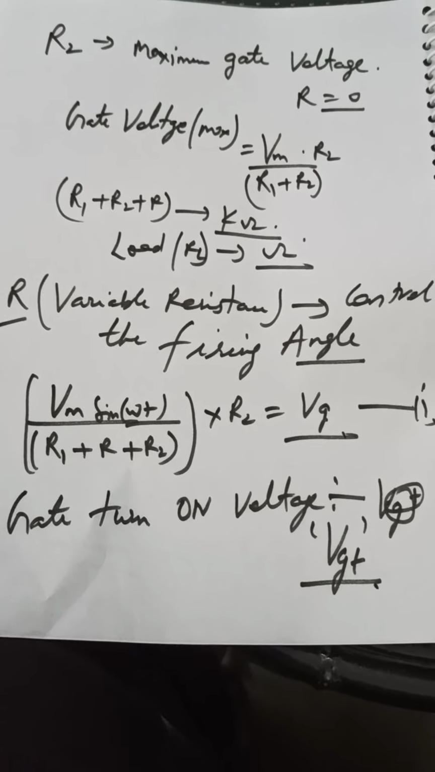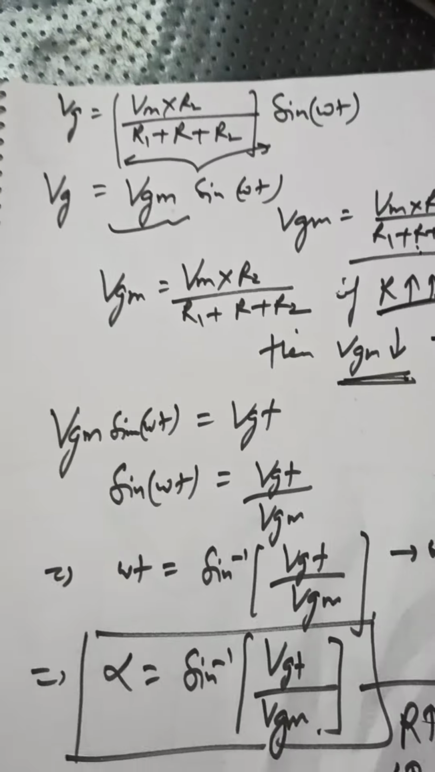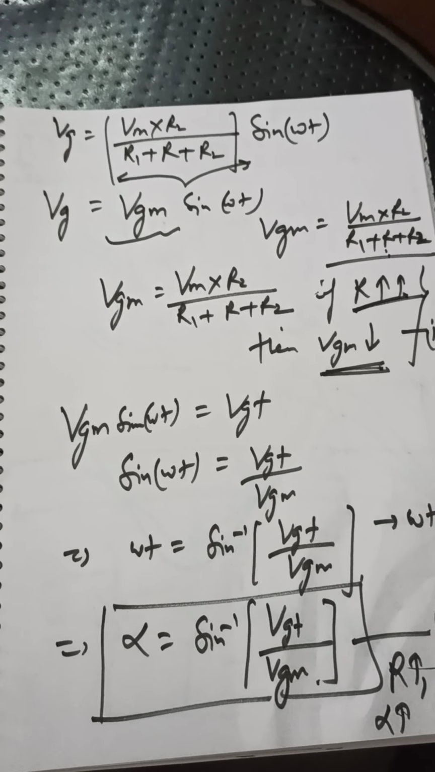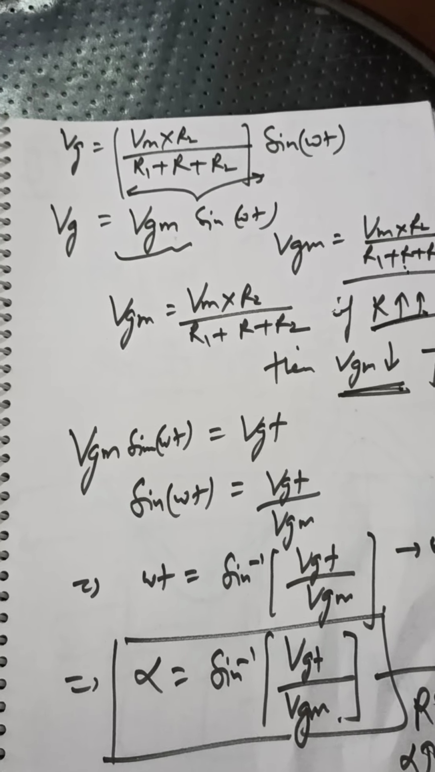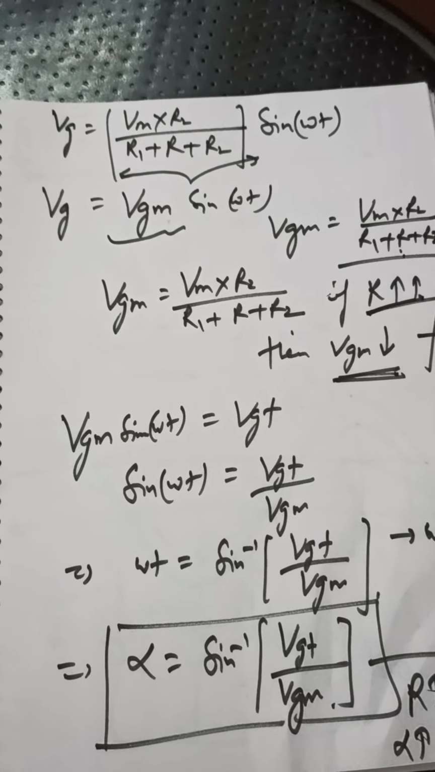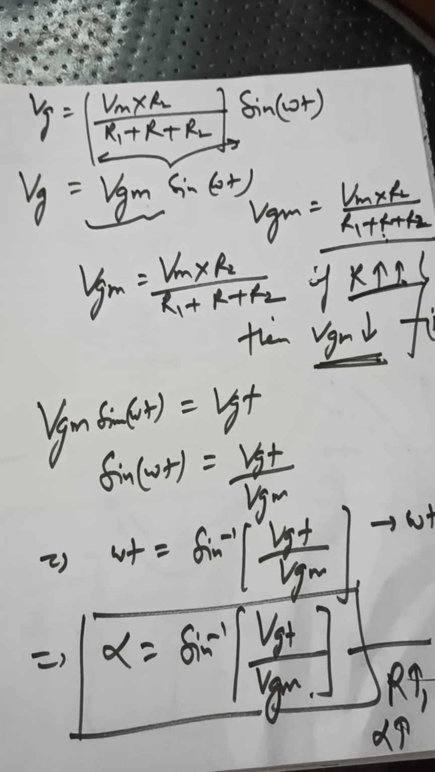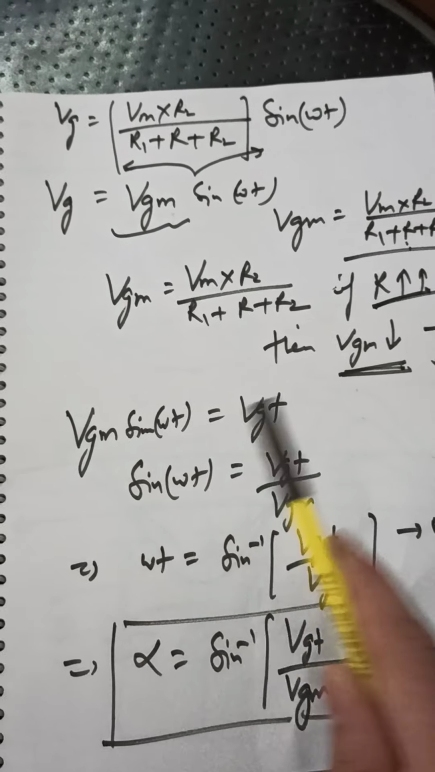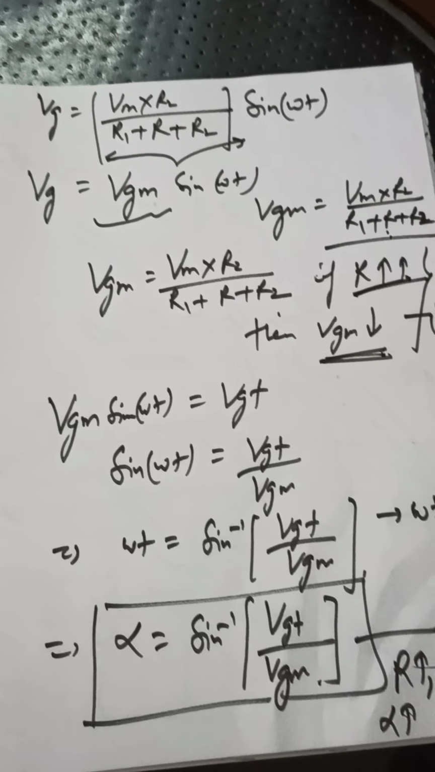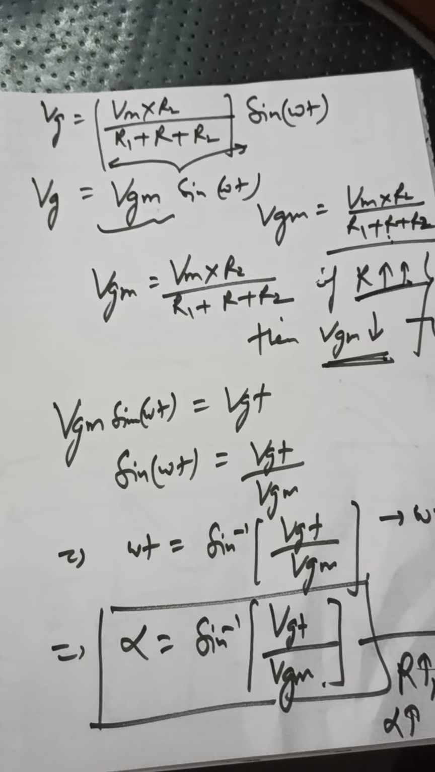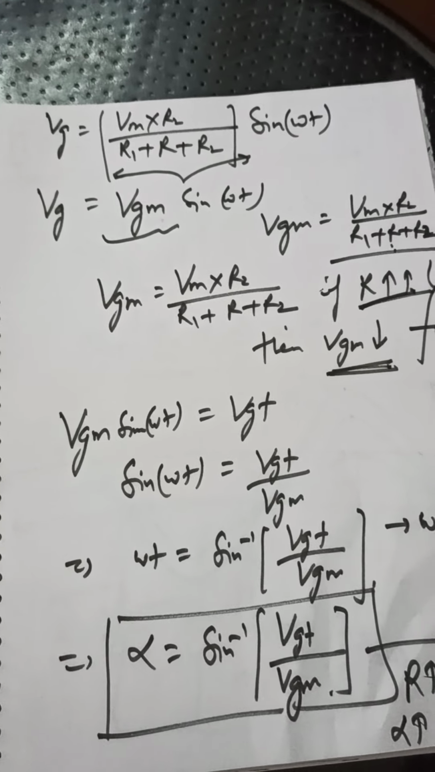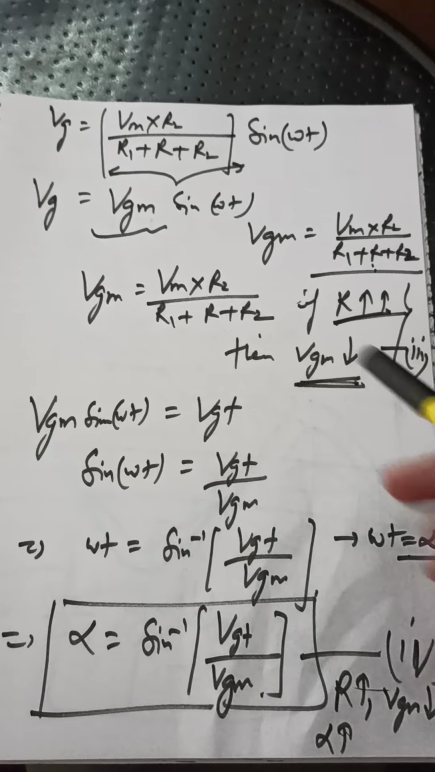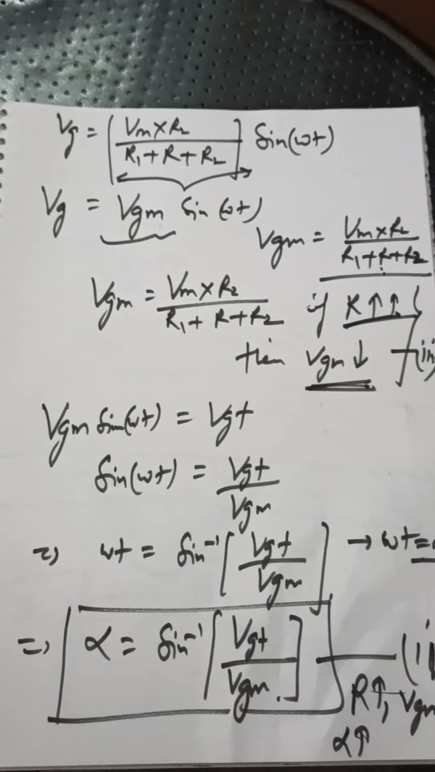Now coming to the gate turn on voltage, if it is assumed to be VGT, then we can conclude that Vm into R2 upon R1 plus R, R2 into sin omega t, this whole term should be equal to VGT. If this is equal to VGT, then we are sure to get the value of alpha. I think it is quite clear. Again, one thing is for sure: if the value of R increases, if we have a high value of variable resistance, then this VGM will decrease. It is going to go down.